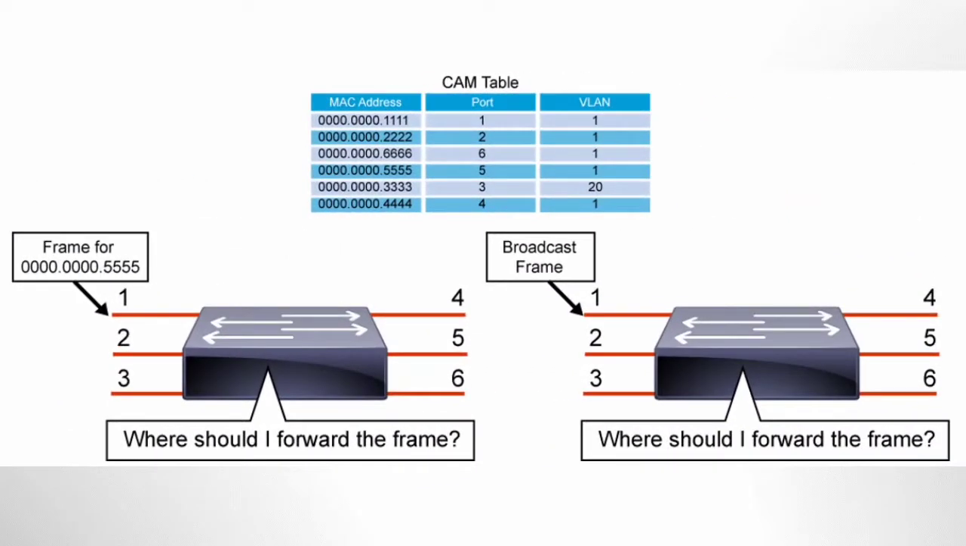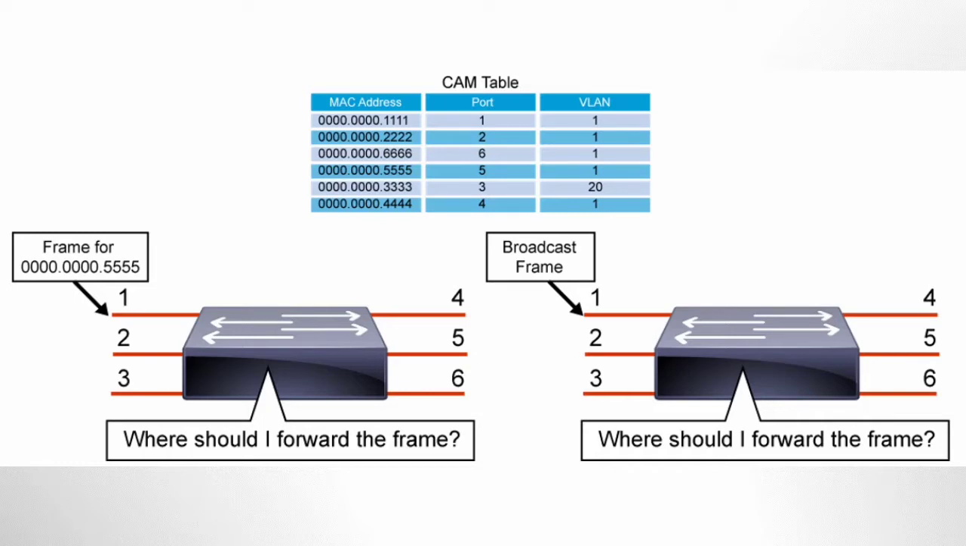When a switch receives a frame, it places the frame into a port ingress queue. When the switch selects a frame from the queue to process, there are a few decisions that the switch needs to make. For example, where should I forward the frame? Should I even forward the frame? How should I forward the frame?